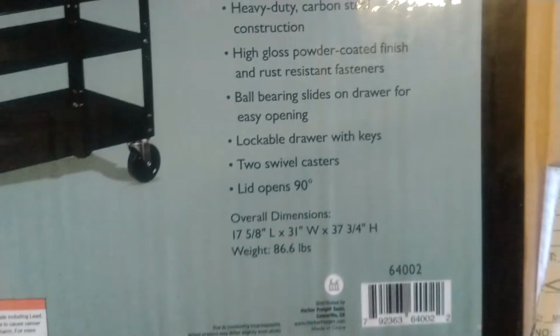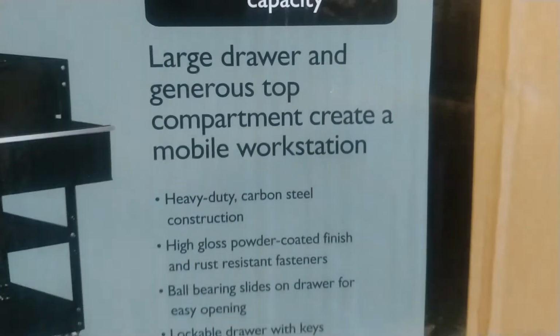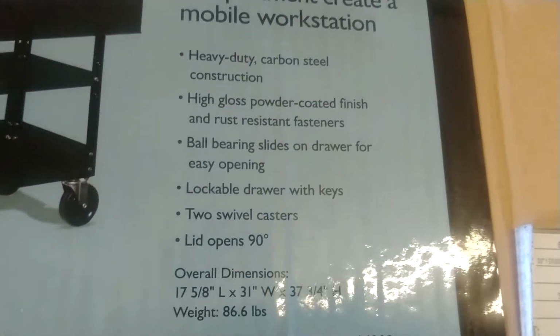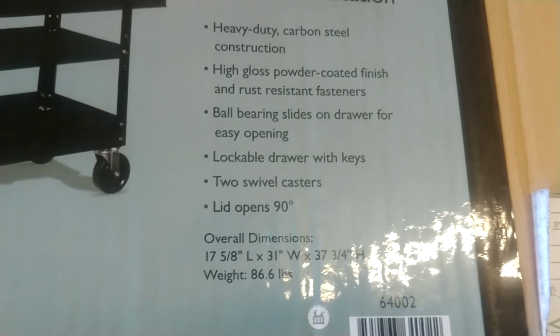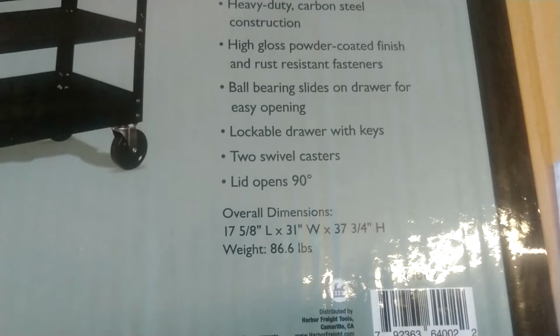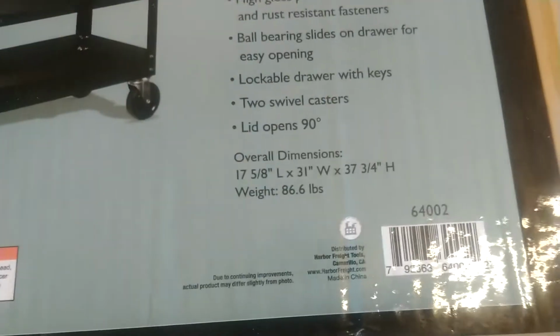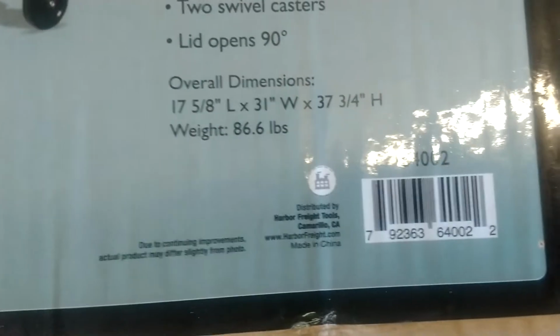There's the little bit about this. All right, start right here. Heavy-duty carbon steel construction. High gloss powder-coated finish. Rust resistant fasteners. All ball bearing slides on the drawers. Lockable drawer with keys. Two swivel casters. Lid opens 90 degrees. And there's your overall dimensions.